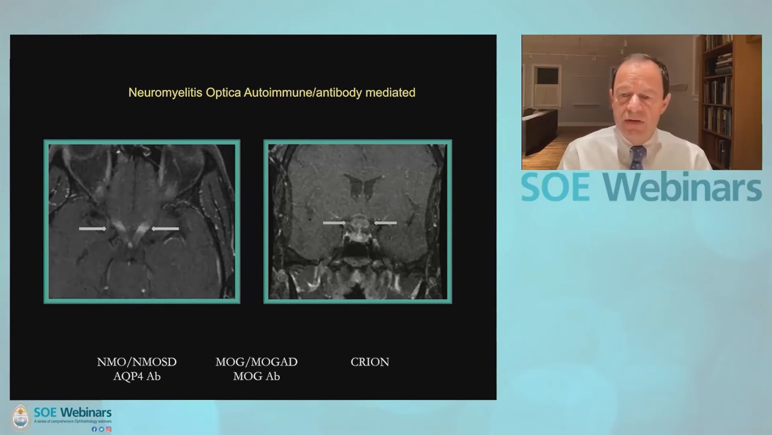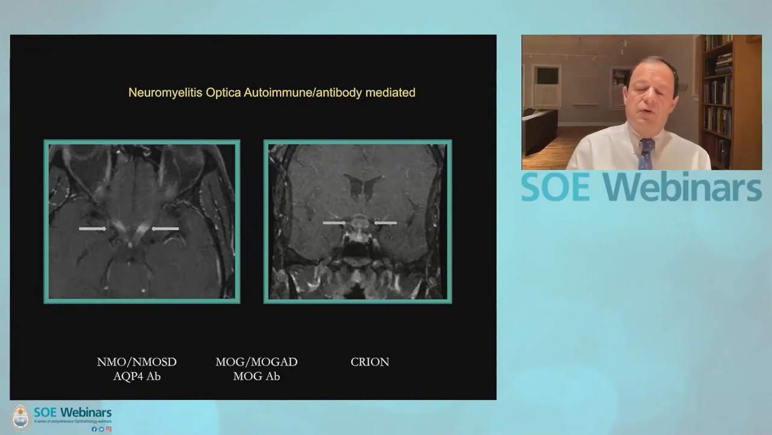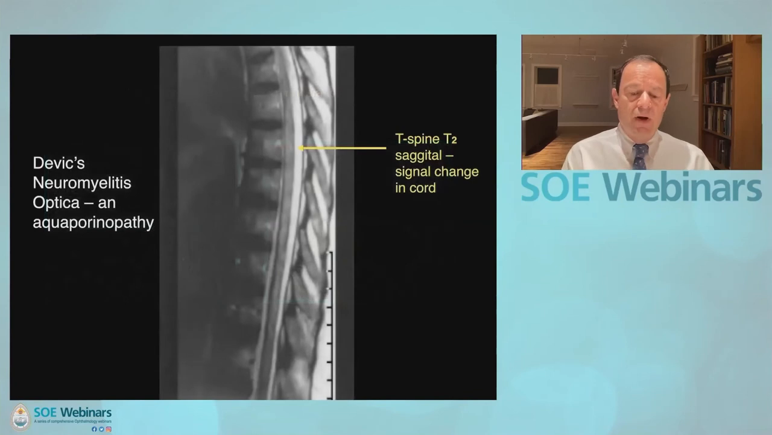And I'm just going to summarize. This is a topic that warrants several lectures, but very briefly, I can say that there is neuromyelitis optica associated with the aquaporin 4 antibody. There is MOG associated disease, which is linked to the MOG antibody. And then there is the so-called idiopathic chronic relapsing immune optic neuritis. All of these can cause sequential optic neuritis or bilateral simultaneous optic neuritis with severe involvement.